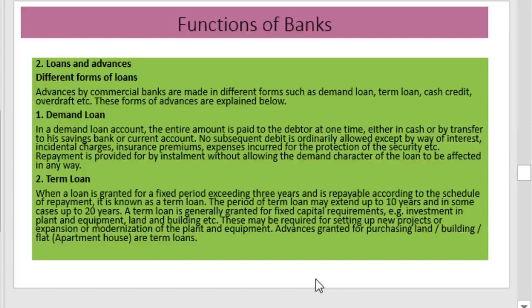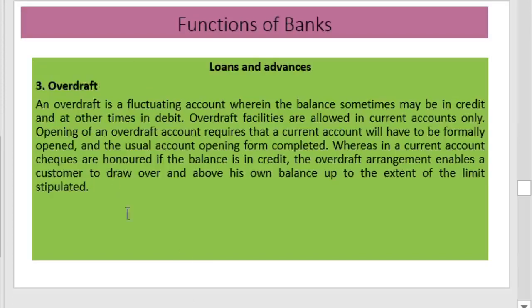That is, if the loan is granted for a period exceeding 3 years, and there is a schedule for repayment, then those types of loans are known as term loans. The period of a term loan may extend up to 10 years, and in some cases up to 20 years. Then overdraft is the third type of loan.